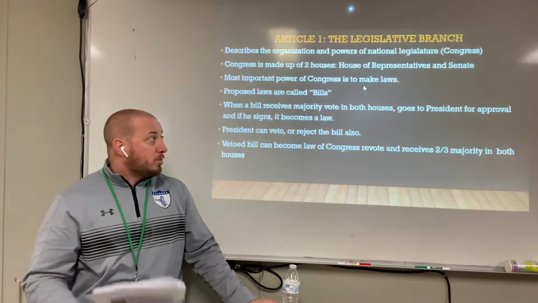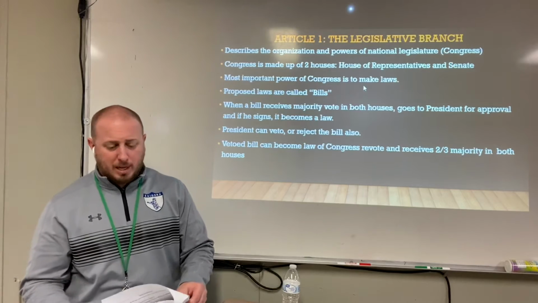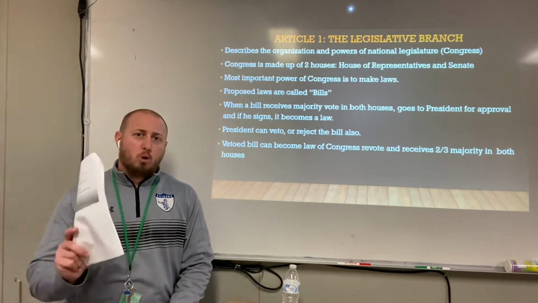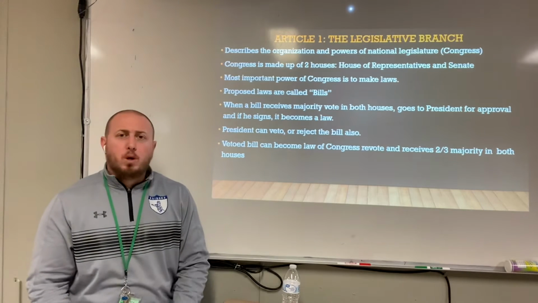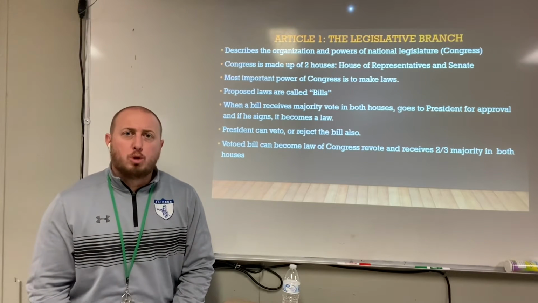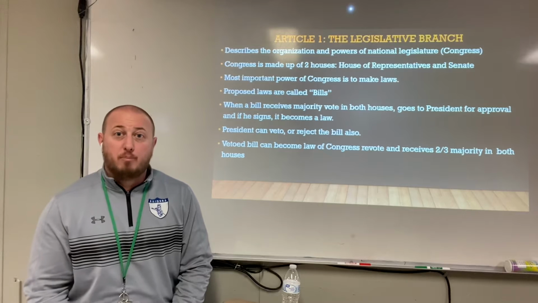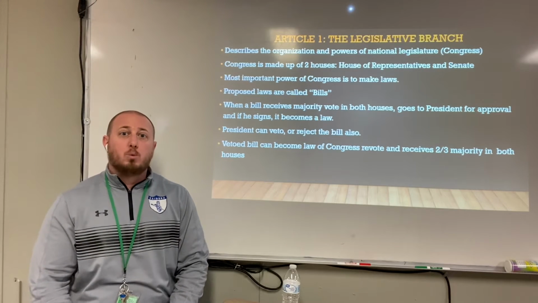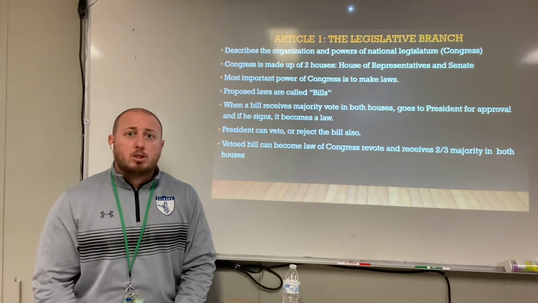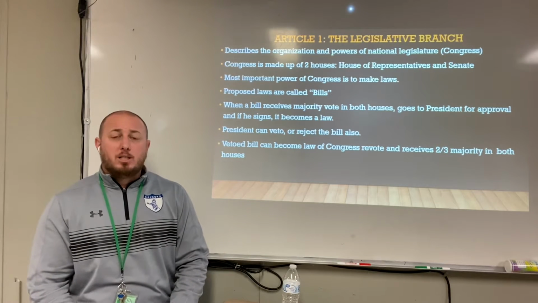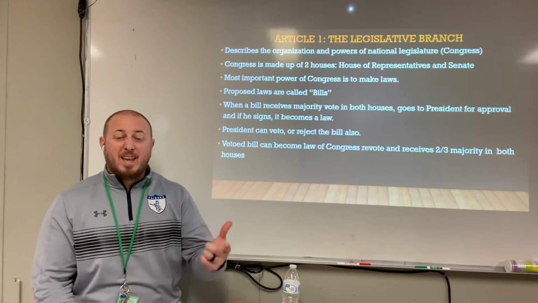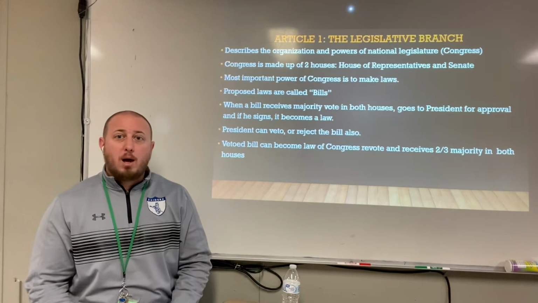So, there are 7 articles. Basically, that's what that slide's telling you. We're going to skip right over that, and we're going to get right into Article 1. So, what does Article 1 of the Constitution create? It created the legislative branch, which is our Congress today. So you guys are aware of what Congress is. The legislative branch is made up of 2 houses. There's the House of Representatives and the Senate. They are the 2 houses of Congress.